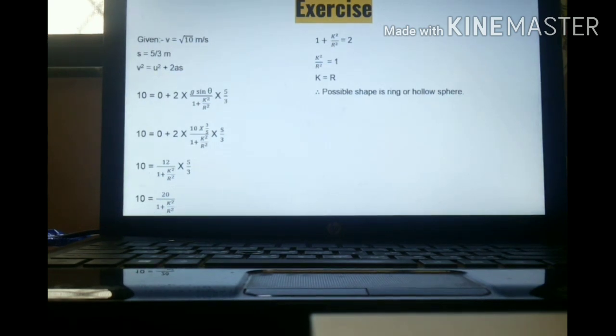We will see now. Velocity has been given, that is root 10 meter per second. Distance traveled is 5/3. We will be using this equation, that is v square is equal to u square plus 2as. It is the second equation of motion. As this object is starting from rest, u is equal to 0. Velocity has been given root 10, so v square will be 10. 2a, we will be substituting the value of acceleration. Acceleration's value is g sin theta upon 1 plus k square upon r square. And displacement has been given as 5/3.